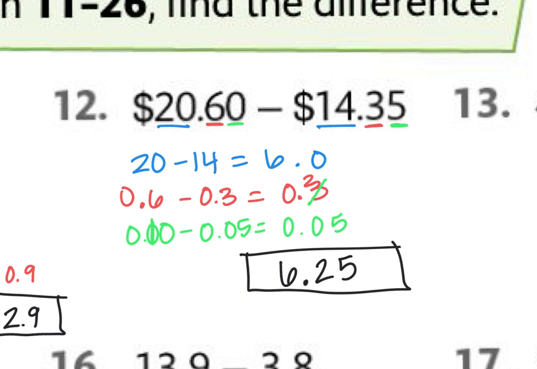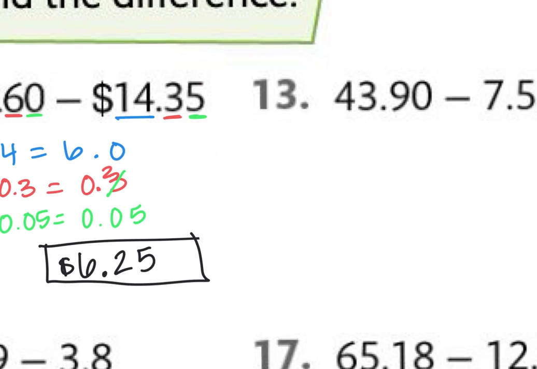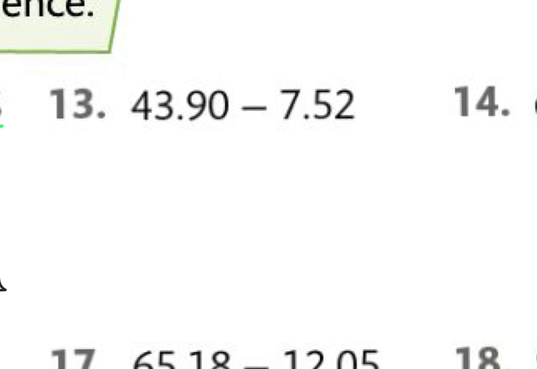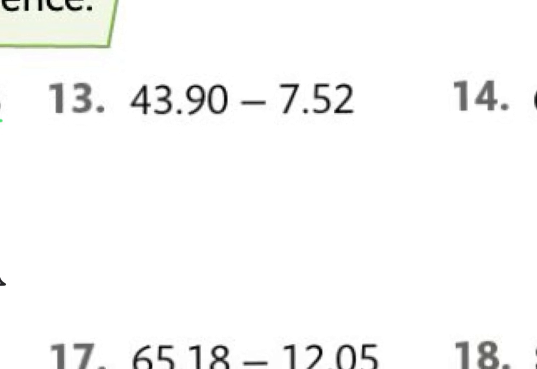Now again, you could do this on a number line. You will get the exact same answer. If you wanted to check to make sure you got the right answer, you can add $6.25 to this value and see if you get this. Okay, let's try one final one and then we will move on.